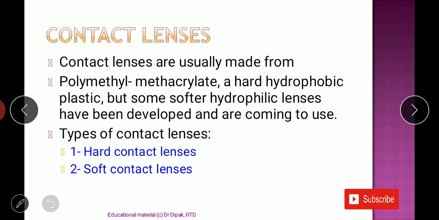The contact lenses are usually made from polymethacrylate polymer, which is a hard hydrophobic plastic, but some softer options are available as an alternate to the polymethacrylate. There are two types of contact lenses, hard and soft contact lenses.